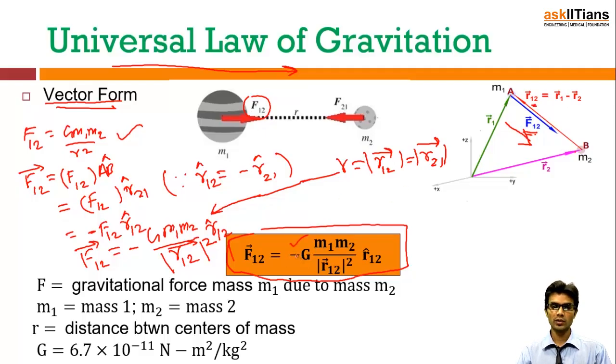Now here F is the gravitational force of mass 1 due to mass 2, here F12, okay, and M1 is mass 1, M2 is mass 2, R is the distance between the centers of the masses, and G is equal to 6.7 into 10 to the power minus 11 Newton meter square per kg square. So this is the vector form of the universal law of gravitation. Now we know the scalar form and also the vector form of the universal law of gravitation. Now further proceed.